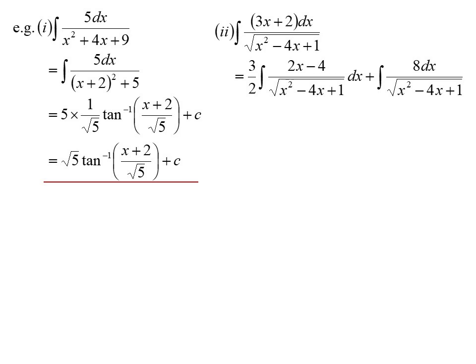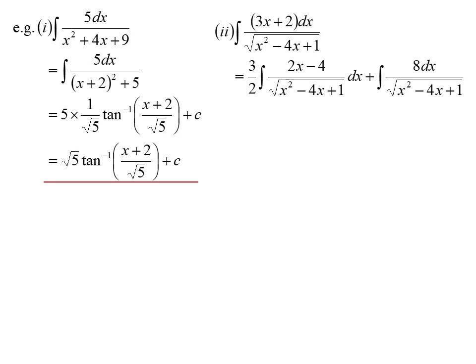Now obviously I can't change the question, so I need to balance it out. Don't worry about the constant. The constant's irrelevant. I look at the x value. I've got 2x, I want 3x. Therefore, I need to multiply by 3 on 2. So now I work out the constant that has to go on the other one, because now my constant is 3 on 2 times negative 4, which is negative 6. But I want it to be positive 2. So 8 goes on the other one. I've now got two integrals to deal with.